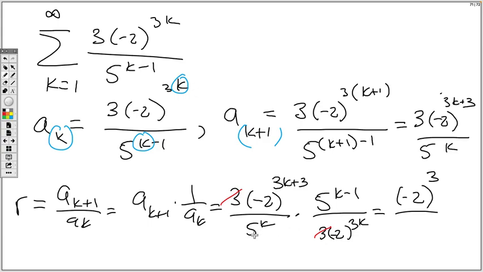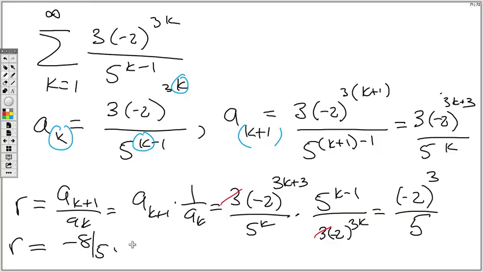I've got k factors of 5 down here. I've got k minus 1 factors of 5 up here. So I'm going to be left with how many factors of 5? There we go. I simplify this. What's r? Negative 8/5. So is the series geometric?